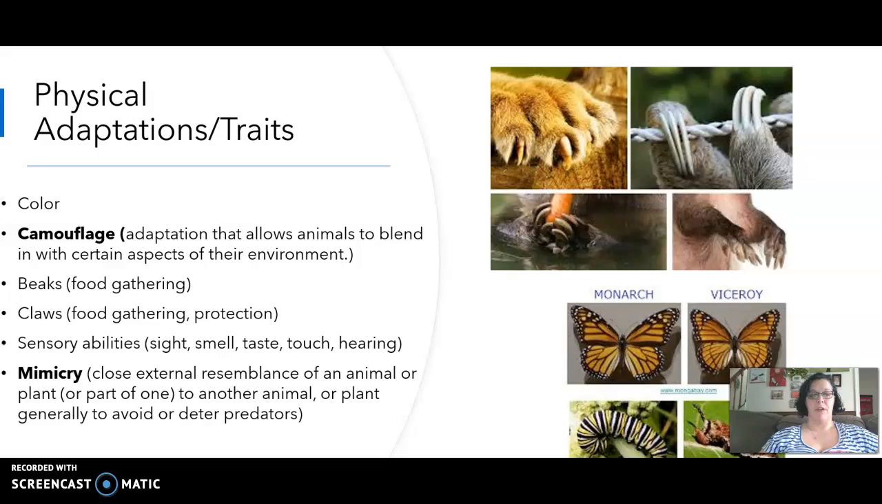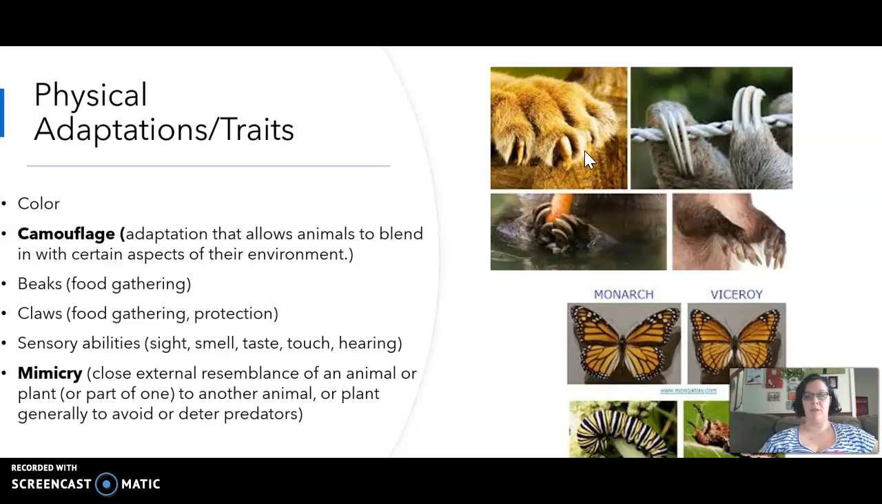Physical adaptations and traits. They include color and camouflage, an adaptation that allows animals to blend in with certain aspects of their environment, like the peppered moths just did. Beaks for food gathering, claws for food gathering and protection, or as you can see, survival. Here we have a three-toed sloth. This is a mole rat. That's a beaver and a lion.